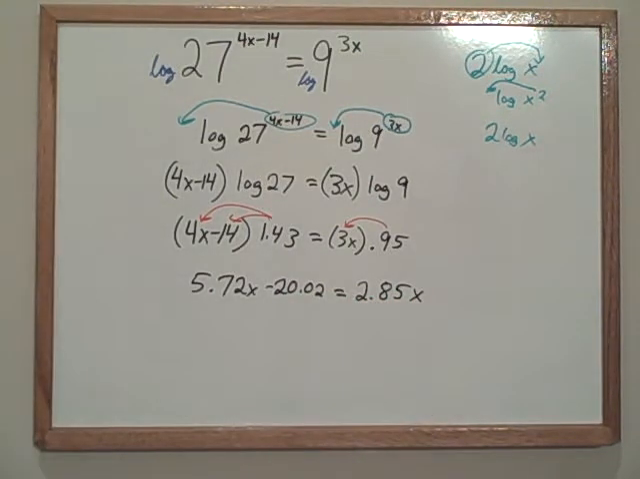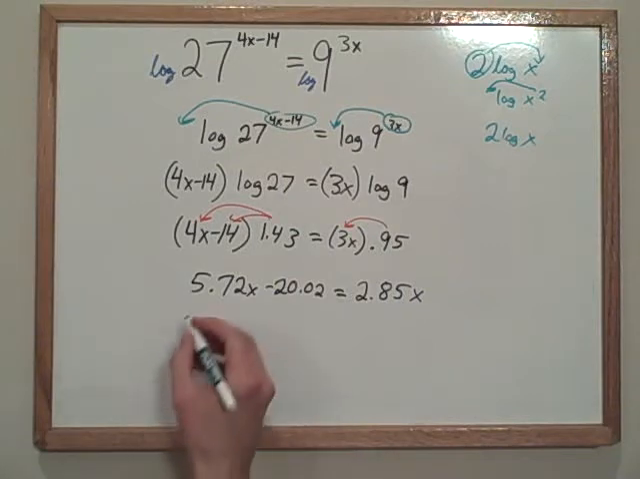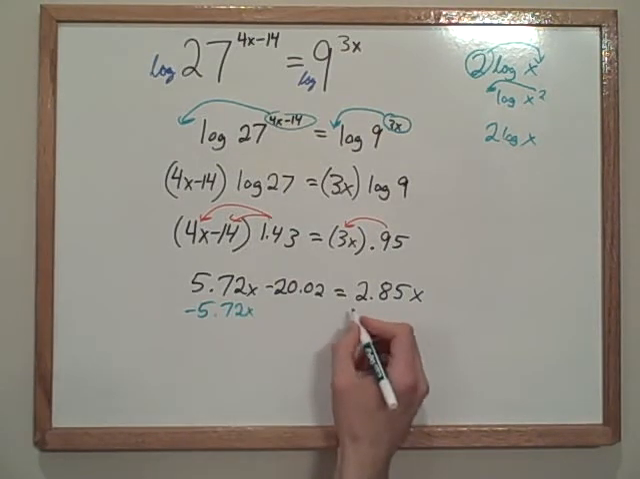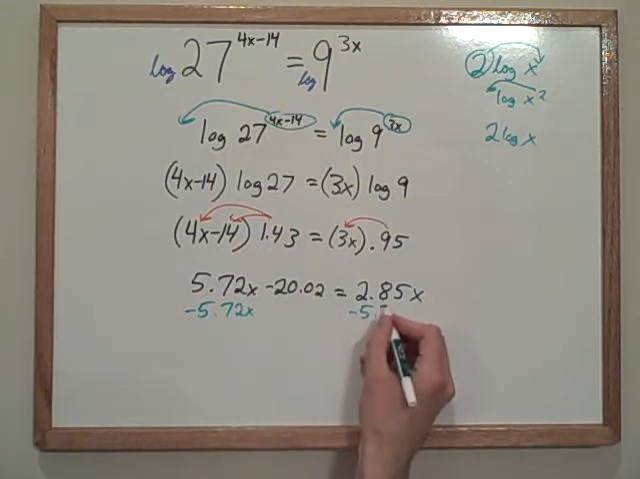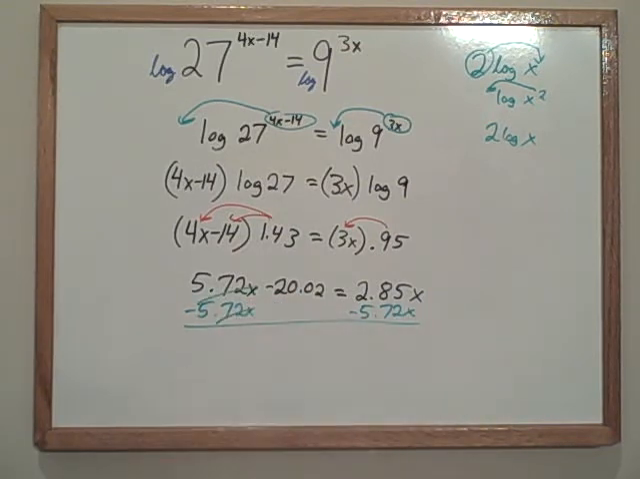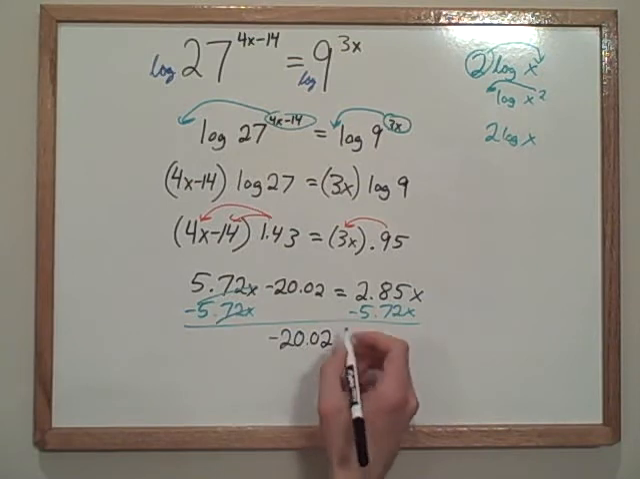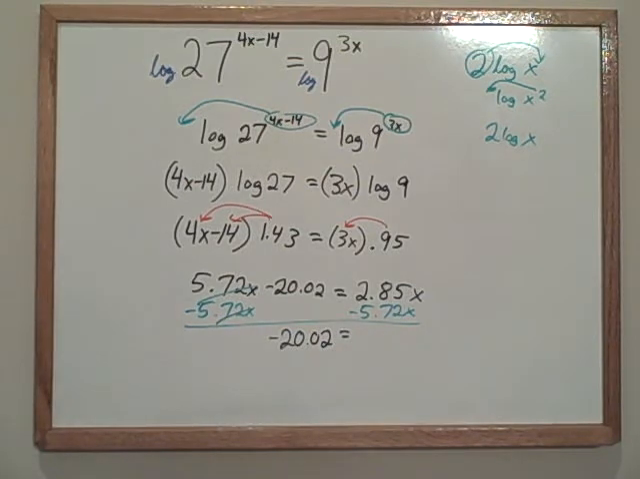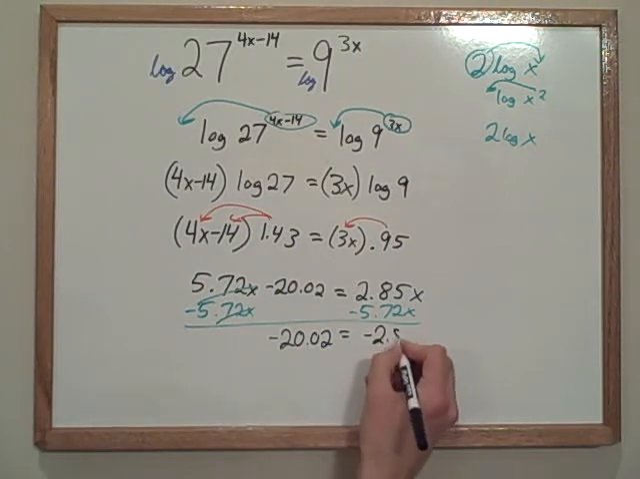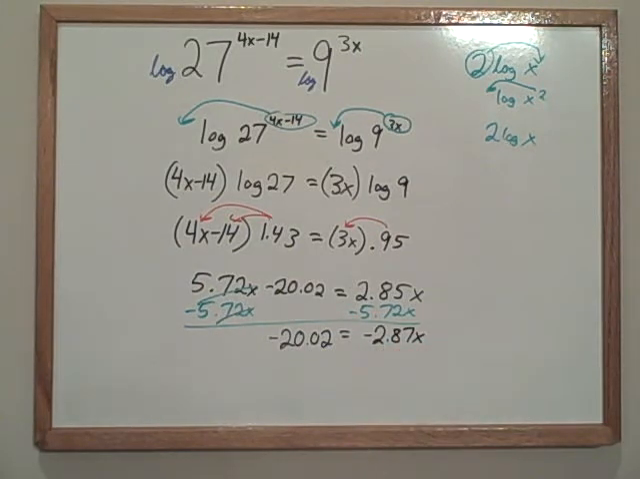Okay, we're going to solve this. Notice at this point there is not a single logarithm in the whole thing. Everything is taken care of. All we have to do is just some basic algebra. So let's keep going. We are going to subtract 5.72x from both sides so we can get all our x's over here. So minus 5.72x on both of those. There we go. So we have negative 20.02 equals negative 2.87x. At this point, we're just simply going to divide.